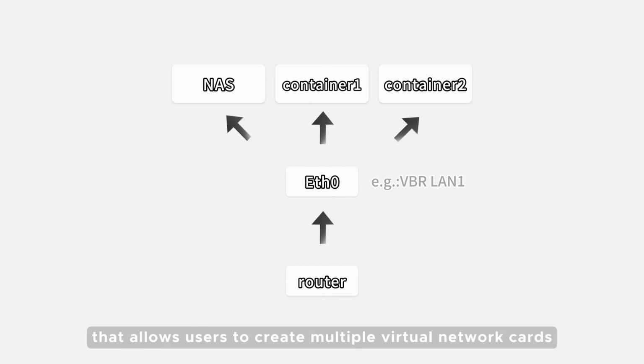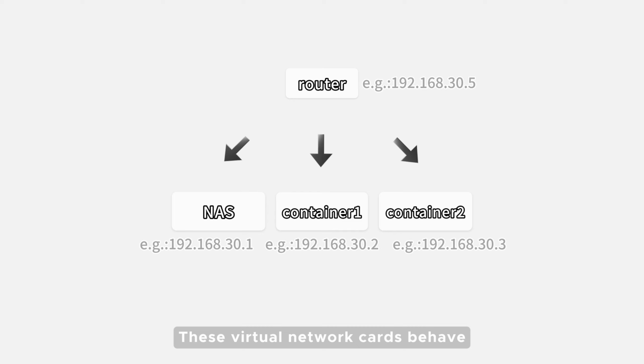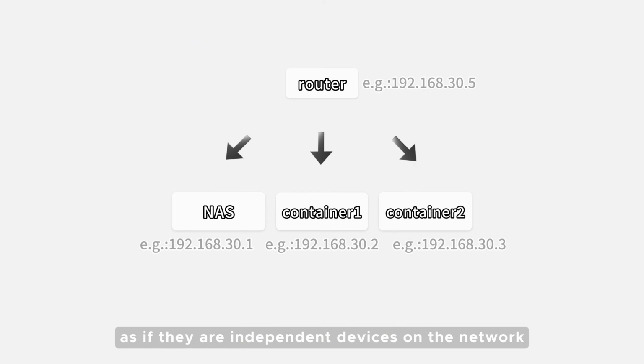Macvlan is a Linux-based virtual network card technology that allows users to create multiple virtual network cards on a single physical network card and assign a unique MAC address to each virtual network card. These virtual network cards behave as if they are independent devices on the network.